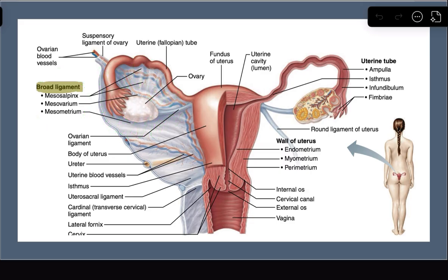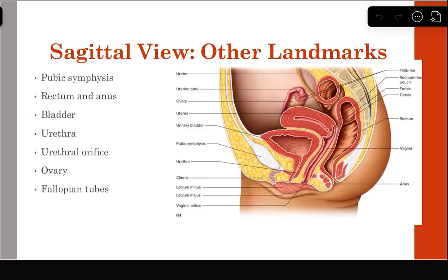So let's just run through some of these other landmarks, just so that we can get oriented. If we're not quite sure where we're looking, there are a few landmarks that we can look at to figure out where we are. So first of all, just like we saw in the male reproductive system, we have the pubic symphysis. That's going to be this bone area over here in the anterior portion. We're always going to see that anteriorly, toward the front, the pubic symphysis.